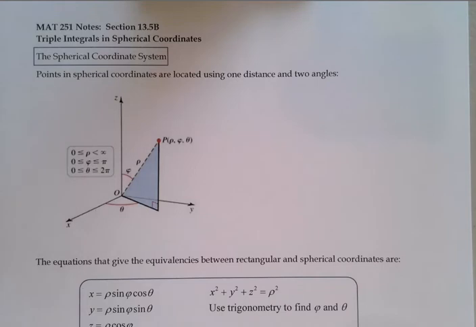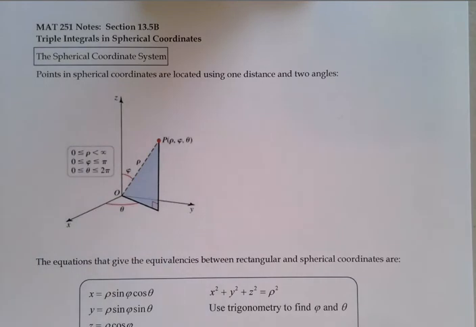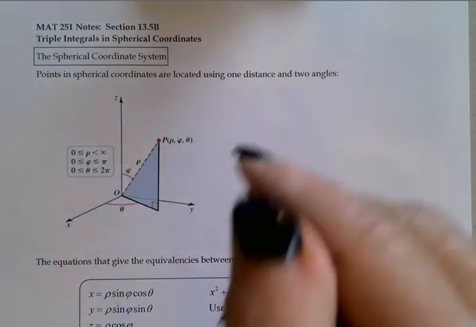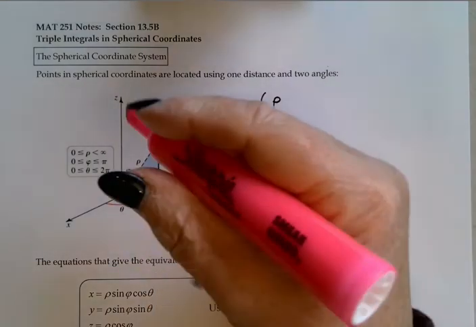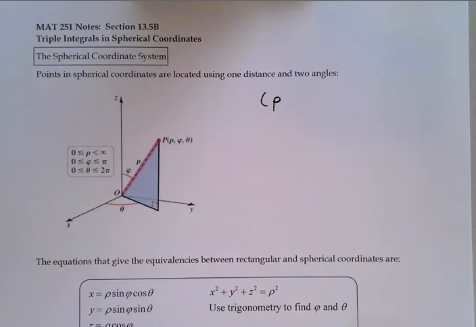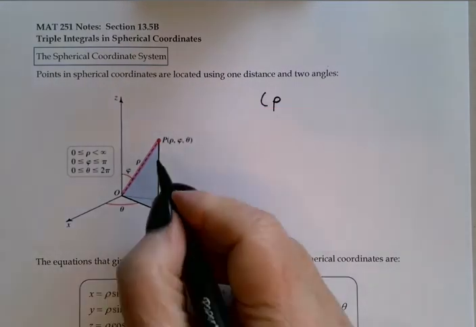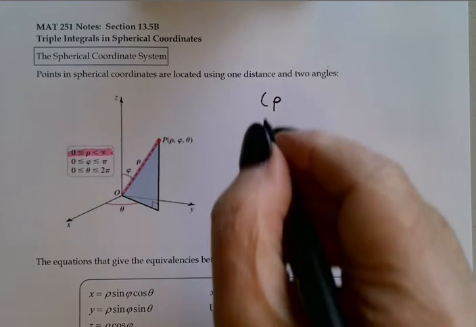We have one more coordinate system to look at for triple integrals. It's called the spherical coordinate system. And the first thing we need to talk about is, what do points look like in a spherical coordinate system? The first variable in the spherical coordinates is rho. And rho is the distance from the origin to the point. Notice rho is always considered to be positive, between 0 and infinity.